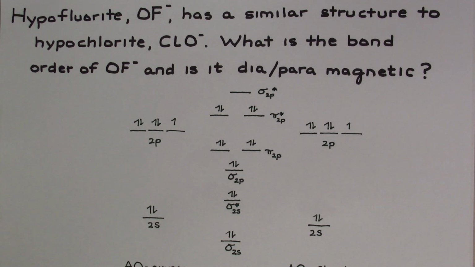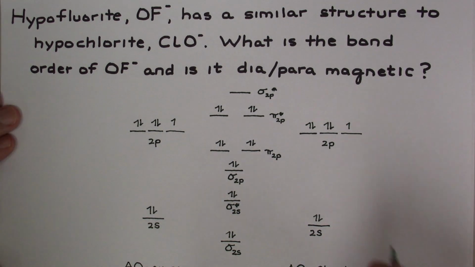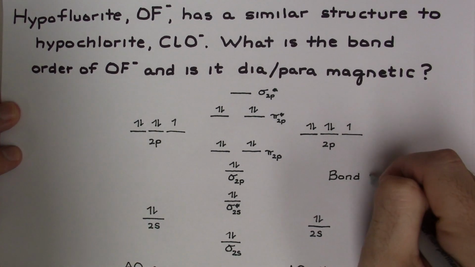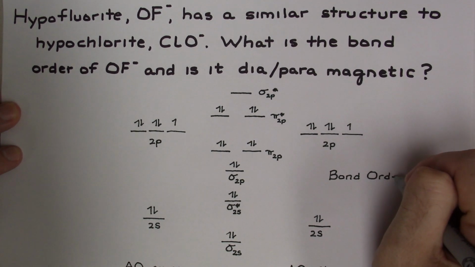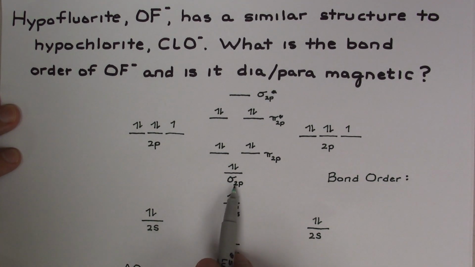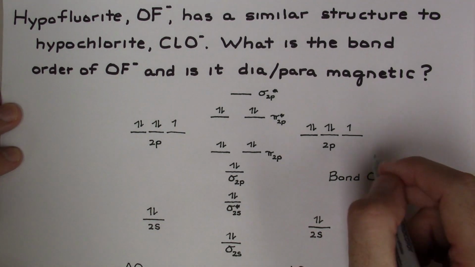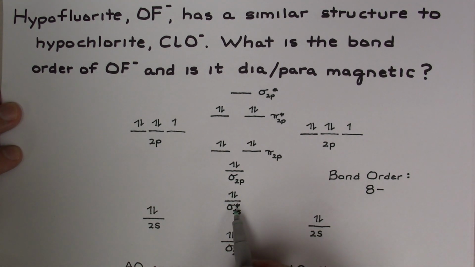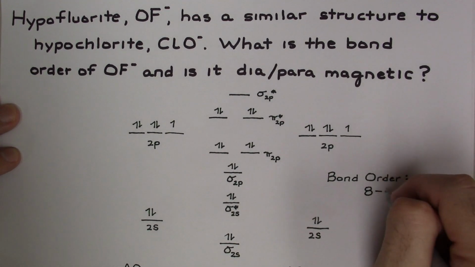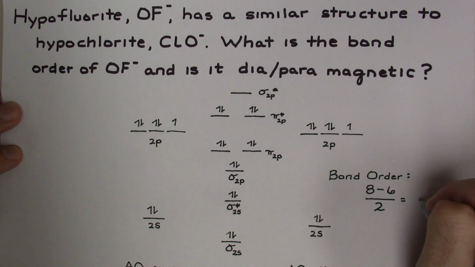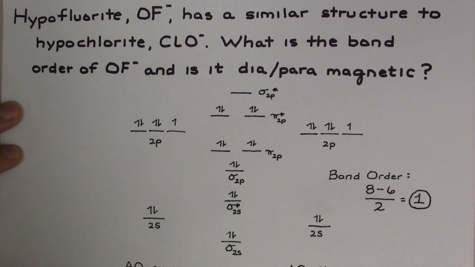So what does this mean for us? Well, the first thing that we should do is discuss the bond order. Remember, this is the number of bonding electrons minus our antibonding electrons divided by 2. So how many bonding electrons do I have? I have 2, 4, 6, 8 bonding electrons. For my antibonding electrons, I have 2, 4, 6. So I will take 8 minus 6 divided by 2 and get a bond order of 1. This is common for our various hypospecies.